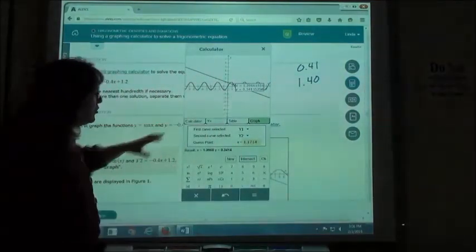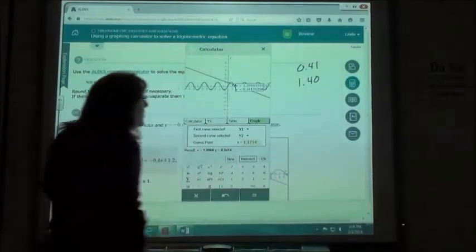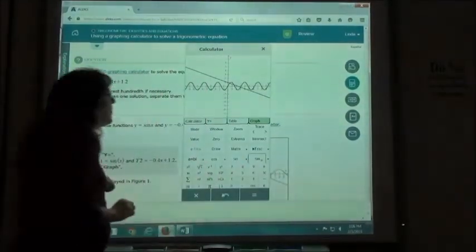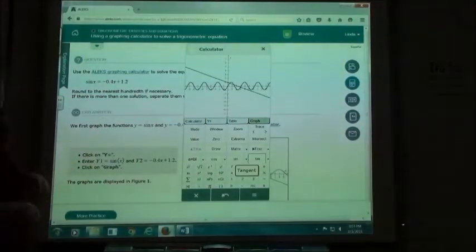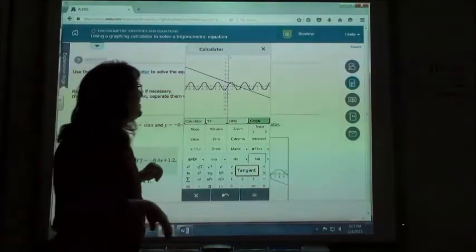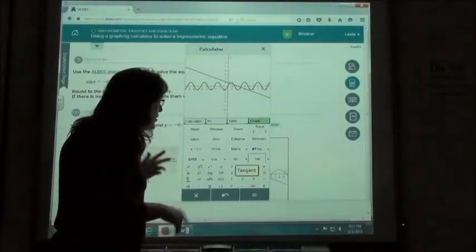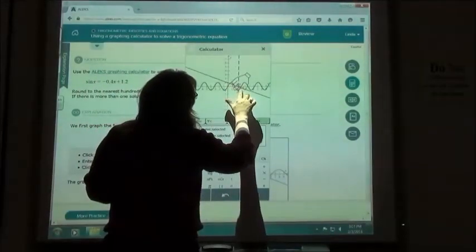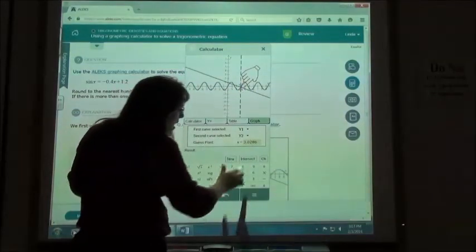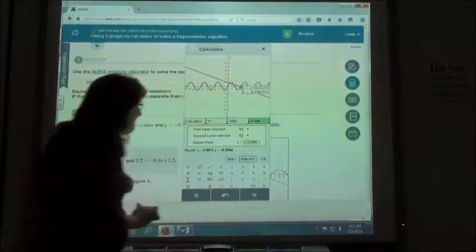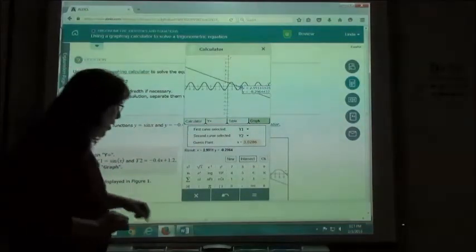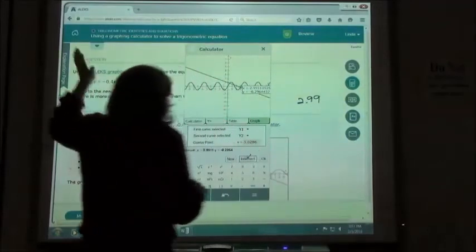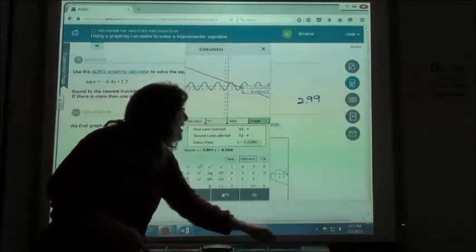Again, after you do that, you have to hit OK. Evidently my OK just erased the board. There it was. This time my line stayed. My line's still there, so now I need to find my third intersection. So I just repeat that. I hit the word intersect, I drag that over close to that third intersection, and I click intersect down here. 2.9911, so 2.99, and those should be my 3 answers for that question.